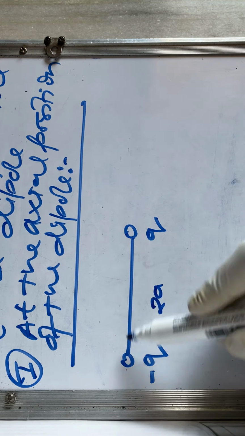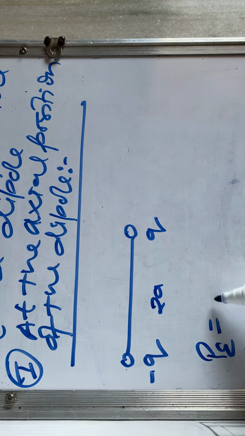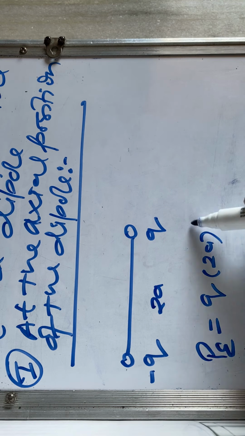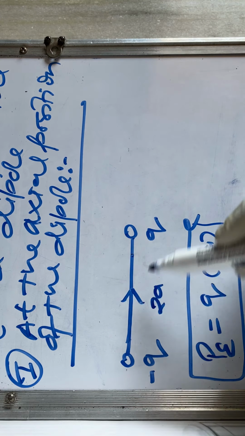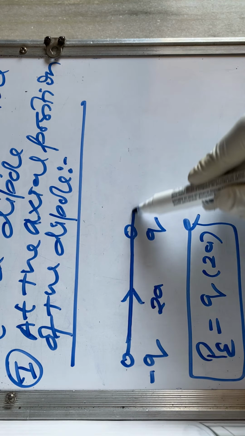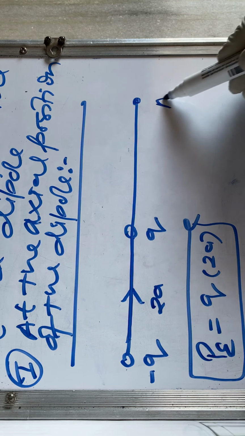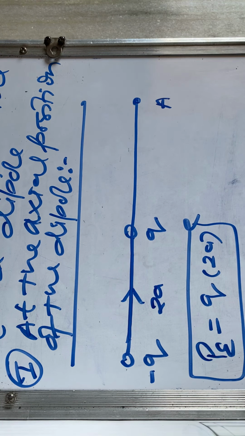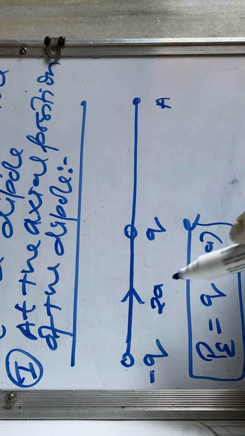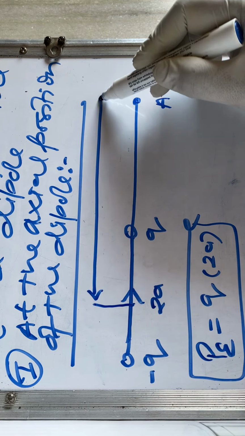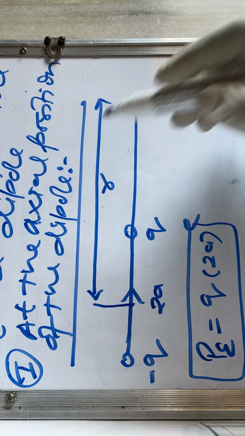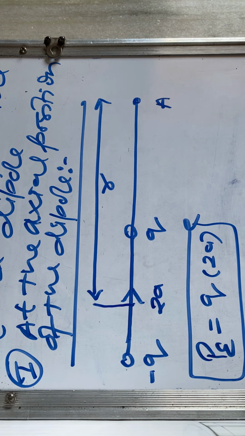Now, the dipole moment will be q into 2a, and its direction will be from the negative to the positive charge. So what will be the axis? Along the axis, we have to find the electric field, let us say at point A. If the question says, find the electric field at the axial position of the dipole at distance r from the dipole, we take r from the center of the dipole to the point A.